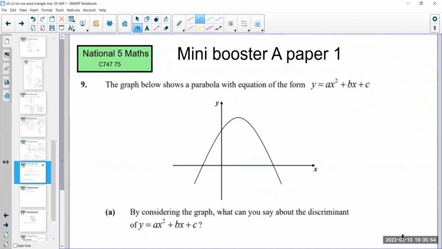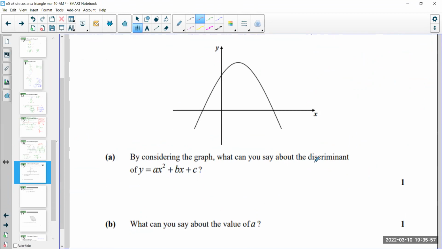Okay, so in this question, what can you say about the discriminant? Again, this question was put before the SQA, so you're not going to get a question like this. But what we know is because we've got two roots, the discriminant is positive. Two roots means discriminant has got to be positive. That's all the question was.